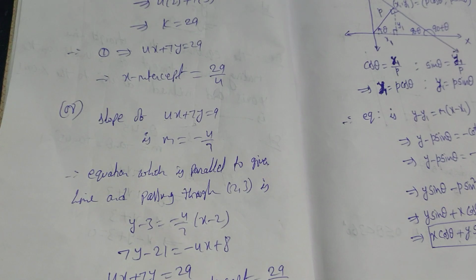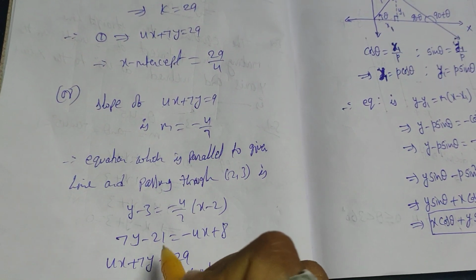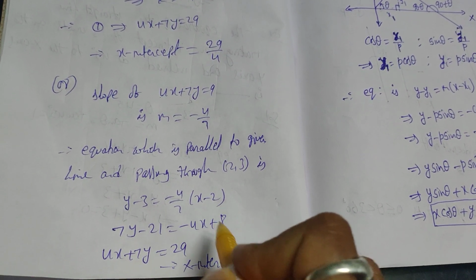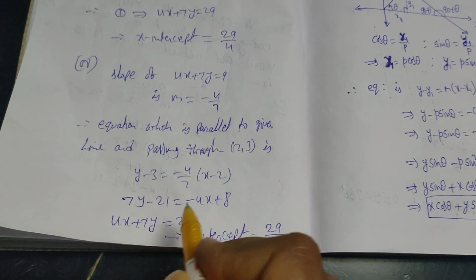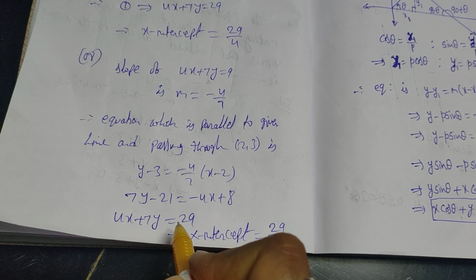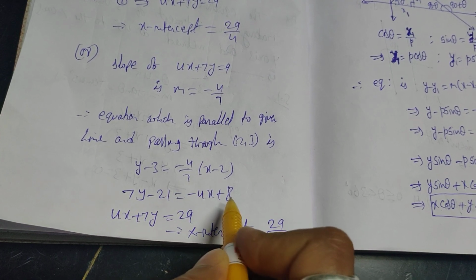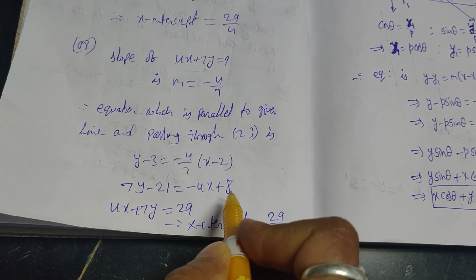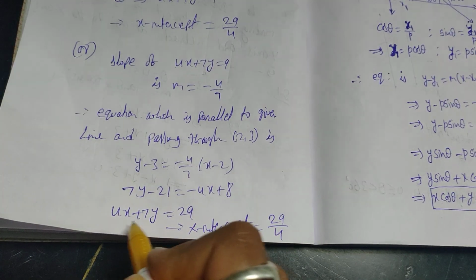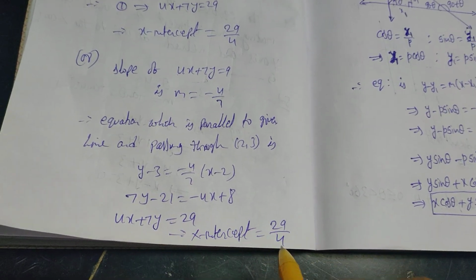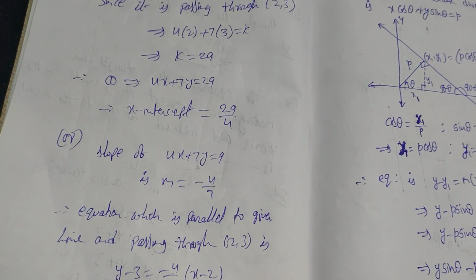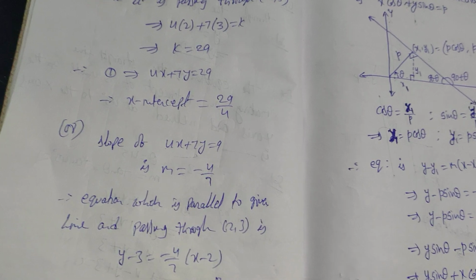So this 7 is transposed to this side. 7y minus 7 3s are 21 is equal to minus 4x plus 4 2s are 8. If you simplify, 4x transposed to the left side, 4x plus 7y is equal to minus 21 transposed to the right side, then you get 8 plus 21, that is equal to 29. To get the x-intercept, take y is equal to 0, 4x is equal to 29, x is equal to 29 by 4. So any method we can do. If you learn the concepts, we can do it in any method.